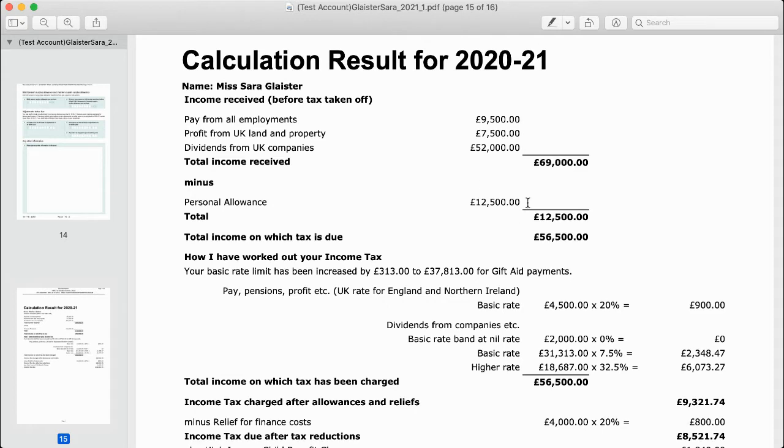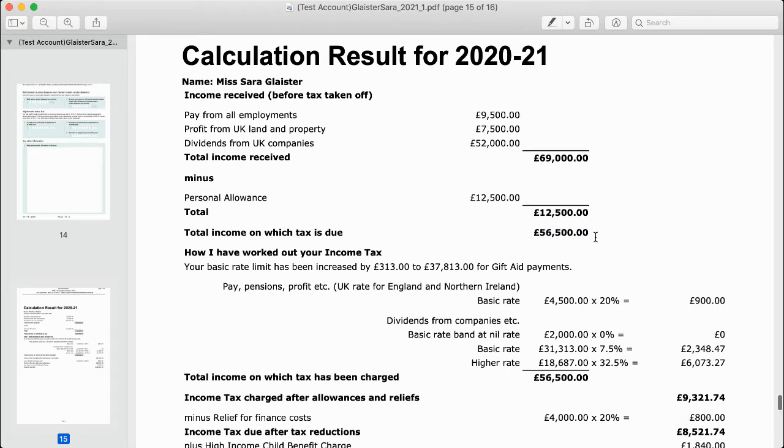Then we've got your personal allowance deducted for the year, so the £12,500. This may change if your income's over £100,000, but the standard personal allowance is the £12,500 for the tax year. Then we've got the total income on which tax is due, so the actual taxable amount based on the income. So that £56,500 there. That's taking your income that you've received less your personal allowance.